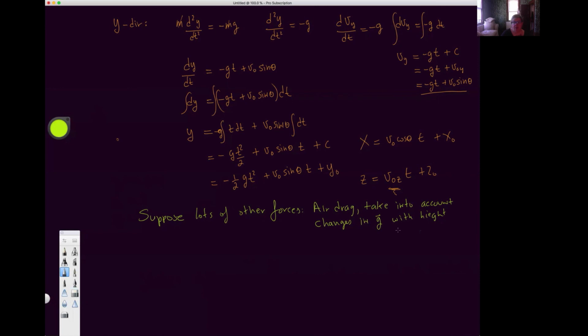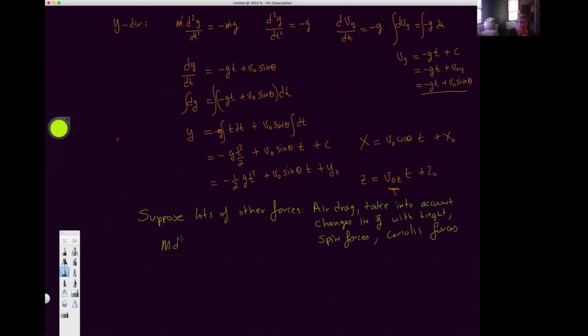Okay. So take into account changes in g with height. There could be all kinds of spin, so you can have forces due to spin, right? You can have Coriolis forces, all kinds of other forces. All you need to do in Newton's formulation is execute this differential equation.